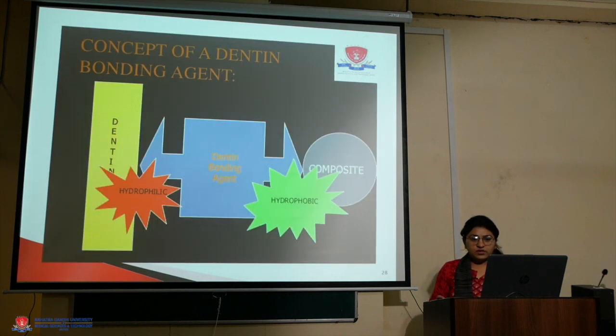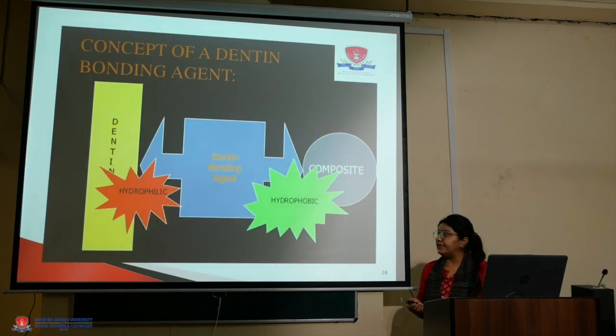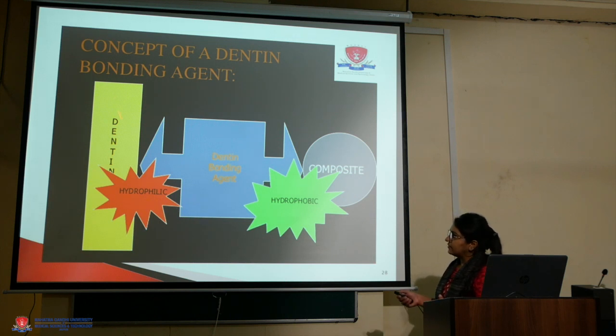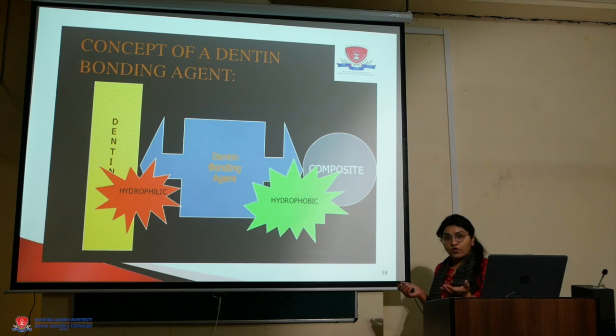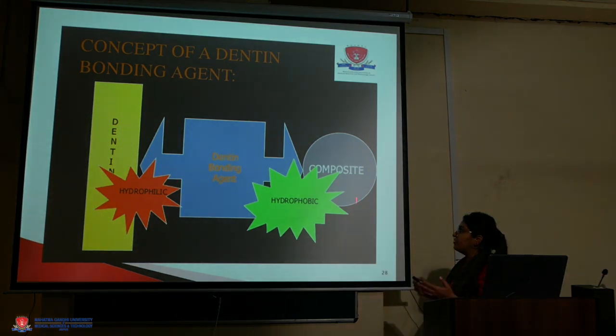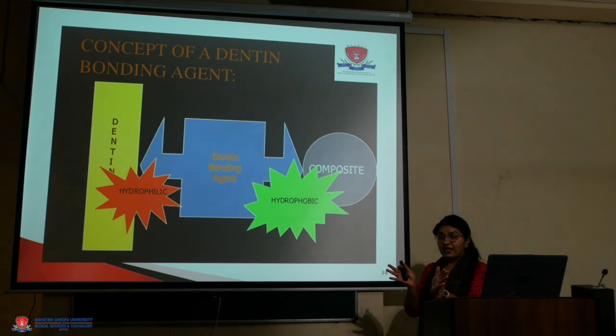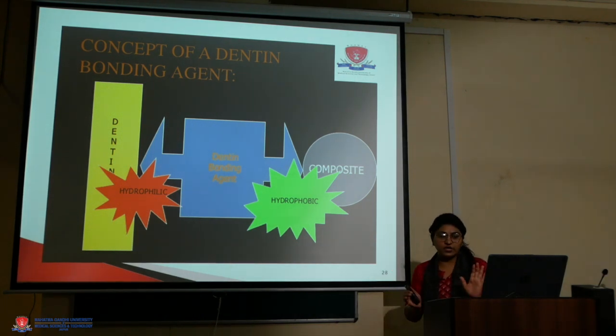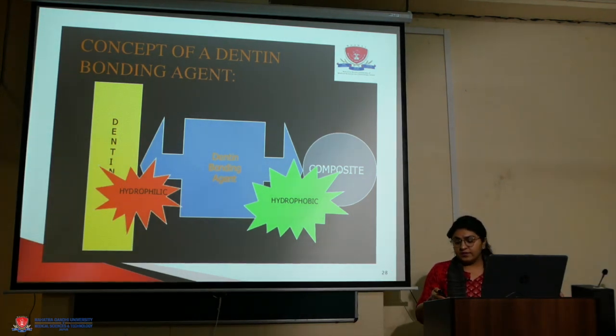So this is the concept of the dentine bonding agent. Dentine is hydrophilic, and the material you are using is hydrophobic, so you need a dentine bonding agent which has both ends: a hydrophilic end which can bond to the dentine and a hydrophobic end which can bond to the composite. So you need a modification of the bonding agents which were being used.